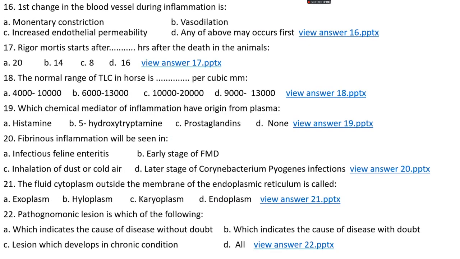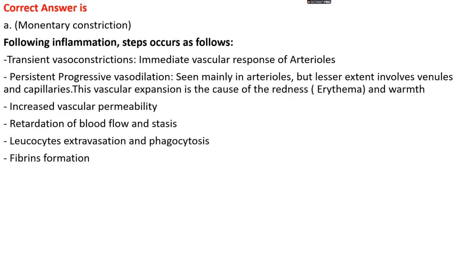Question number 16. The first change in the blood vessels during inflammation is: option A, momentary constriction; option B, vasodilation; option C, increased endothelial permeability; or option D, any of the above may occur first. The right answer is option A, momentary constriction.